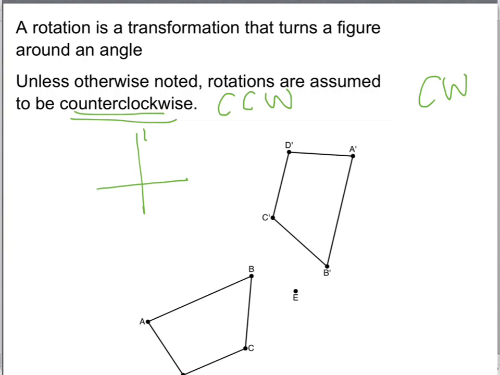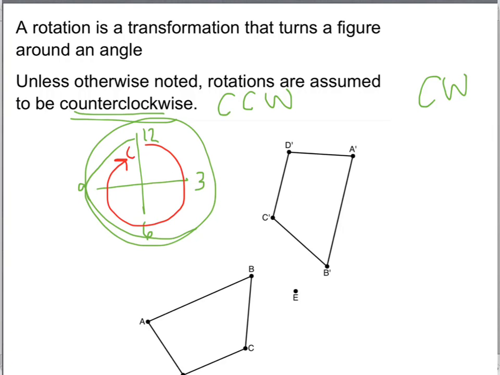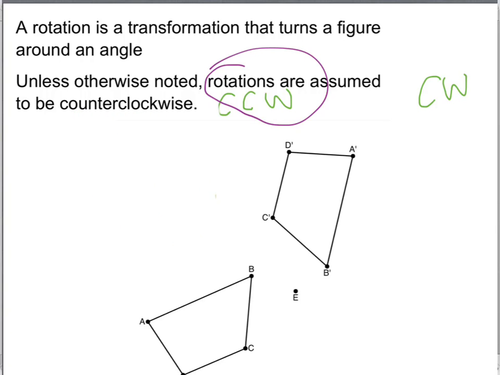So if this is 12 and 6 and 3 and 9 on the clock, right? Counterclockwise is the direction that you would go that's counter to the way the clock moves. So the clock moves in this direction, that's clockwise, and counterclockwise is a way to describe circular motion that's in the opposite direction. Counterclockwise would go in this direction. So unless otherwise noted, rotations are always counterclockwise. If they want it to be clockwise, then they have to say specifically that they want it clockwise.